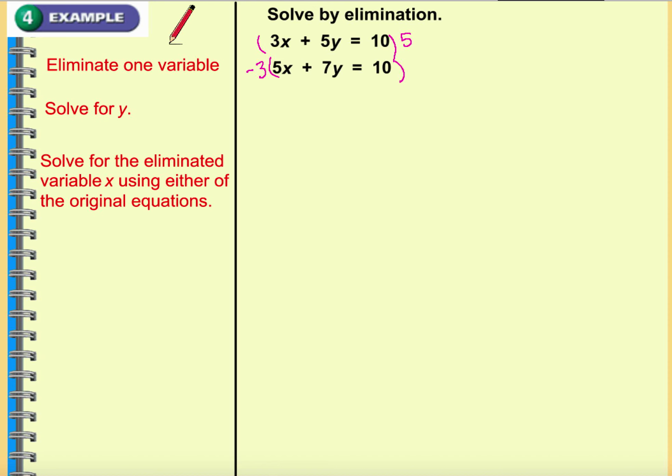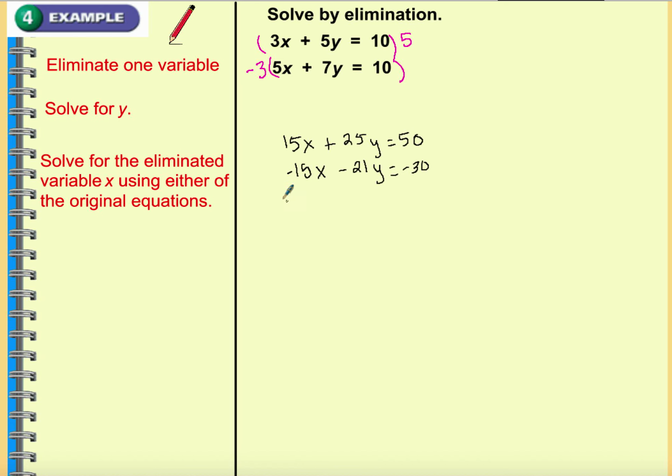So here we go, new equation time. 5 times the whole top equation is going to give us 15x plus 25y is equal to 50. And multiplying the bottom equation, the whole entire thing by -3, is going to give me -15x minus 21y is equal to -30.